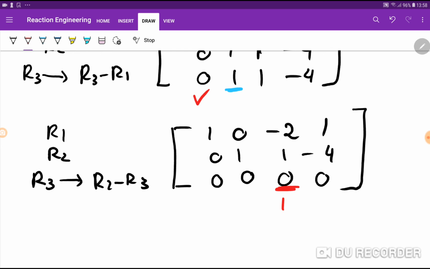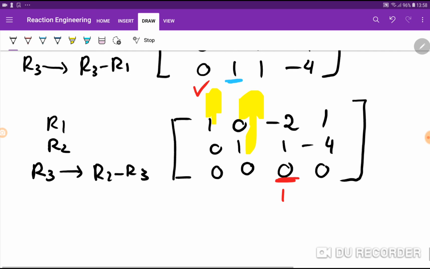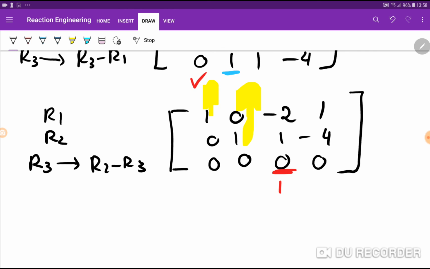So yeah, if you see something like that, you can pretty much stop. The next step is to clean up, making sure the entries above are clean, but it's 0 here, so I think this is a good place to stop. So ladies and gentlemen, this is our row reduced form of the matrix.